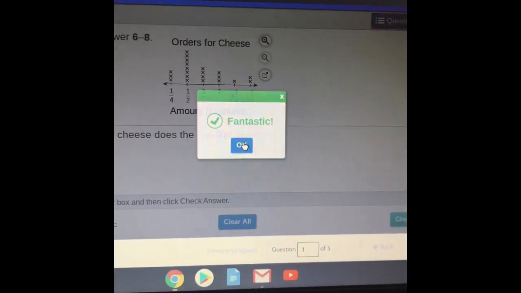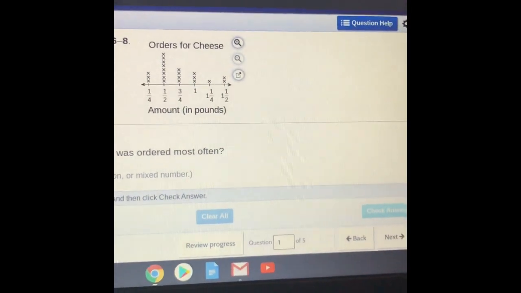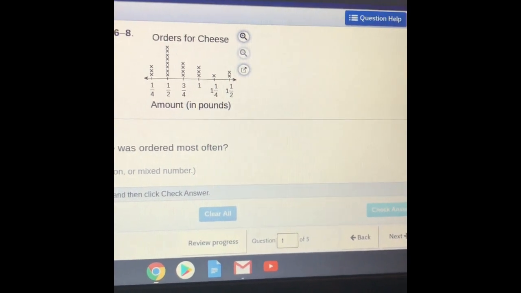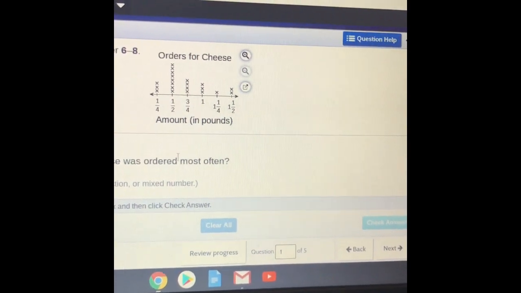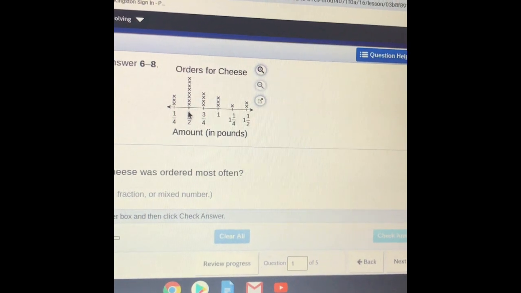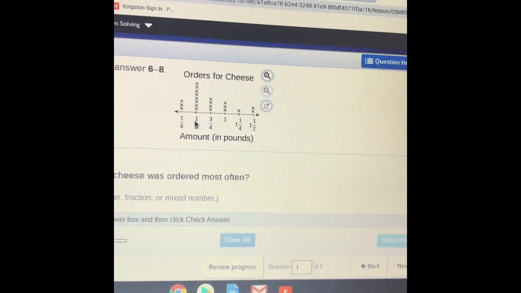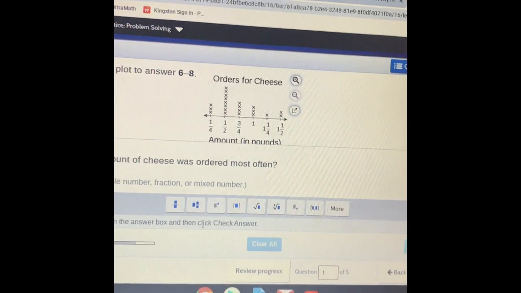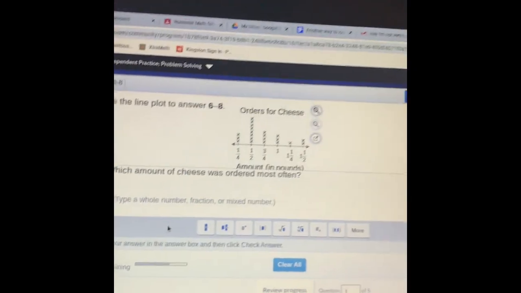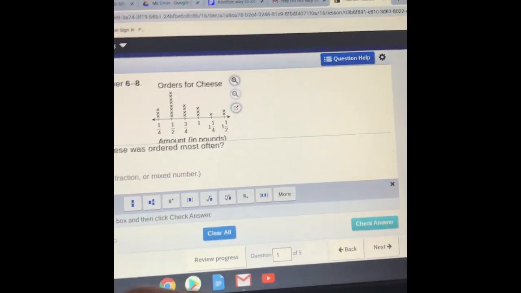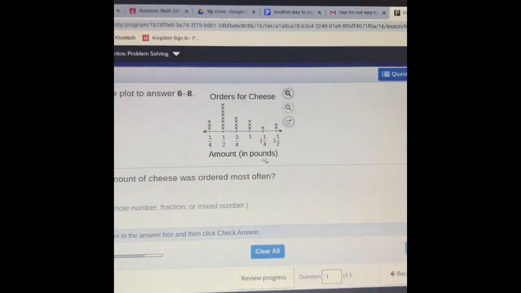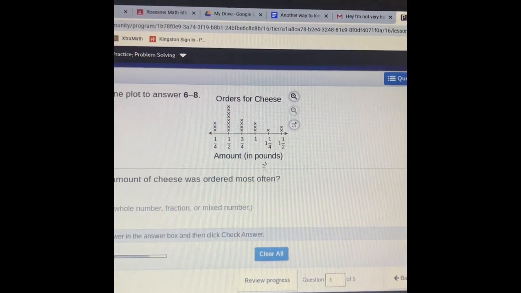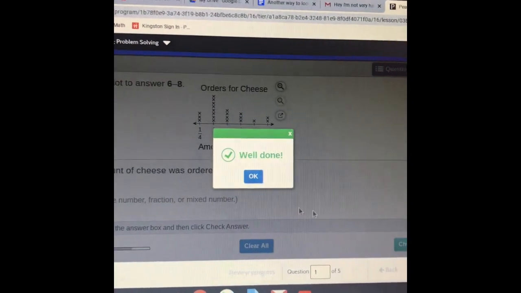And then you push OK and then scroll down. Which of the amount of cheese was ordered most often? That's your mode, remember? And it would be a half a pound because the most X's are there. And so to do this one, you need a fraction. And you go 1 over 2. Check your answer. There we go. Well done.